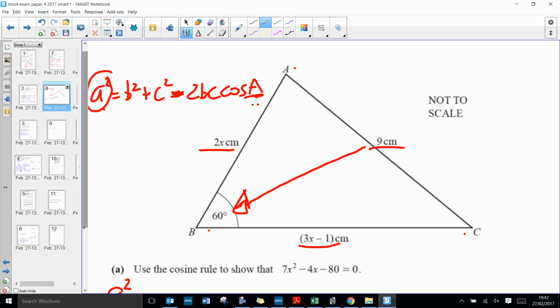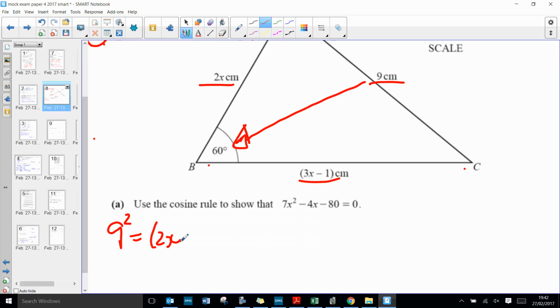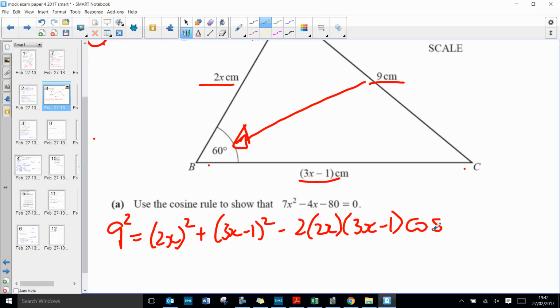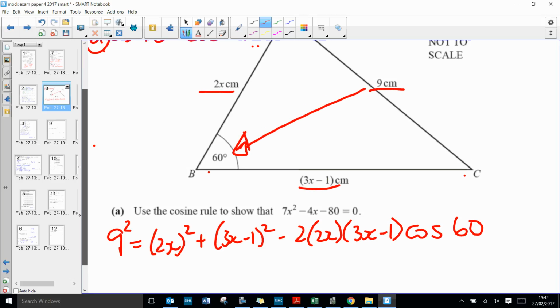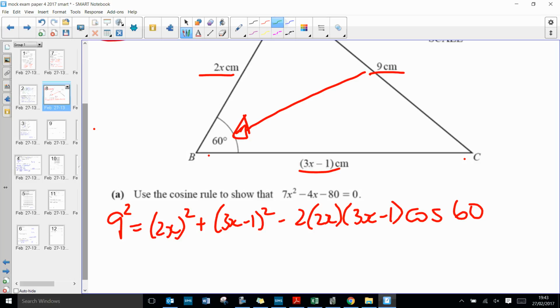So it's 2x squared plus 3x minus 1 squared minus 2 times B times C cos 60. So that's using my cosine rule here. Now notice, this is where many of you made a mistake. You didn't use brackets around here.